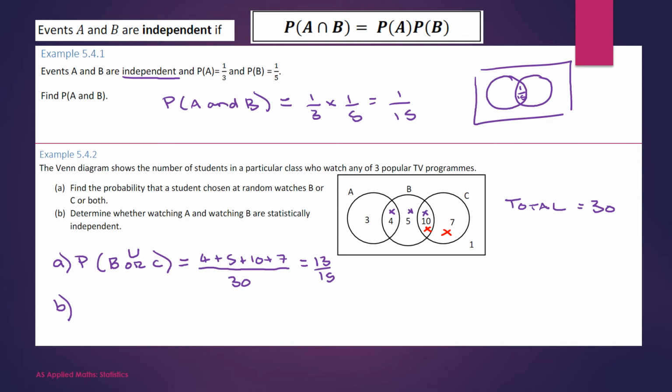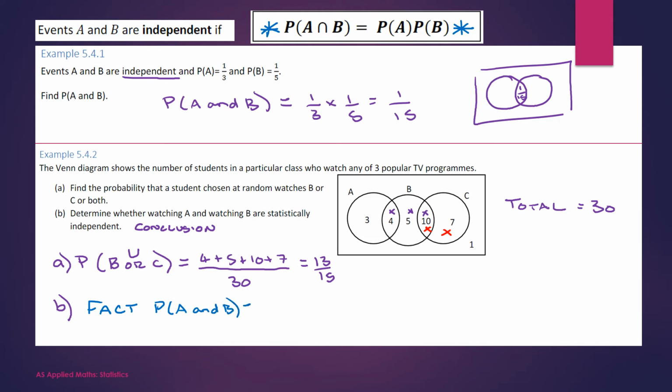Looking at part B, determine whether watching A and watching B are statistically independent. When you are asked a question like this, you need to use the fact, so calculate it using the Venn diagram. You then need to test it, and then you need to write a conclusion. So let's start with fact. By fact, I mean you've been given the information in the question, and because independence comes from this formula up here, that's the only formula I've got for independent events, I need to work out what the probability of A and B looks like.